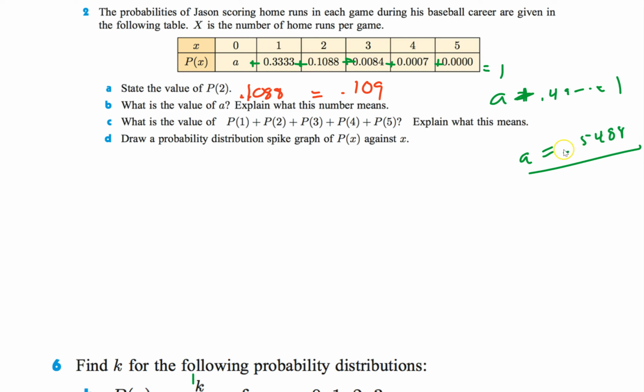Right, so that's A. What does it mean? It means the odds he's going to hit 0 home runs in a game. He has about a 50% chance of hitting 0 home runs. That's all it is. The probability he hits 0 home runs. Loser.